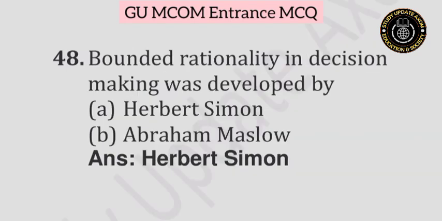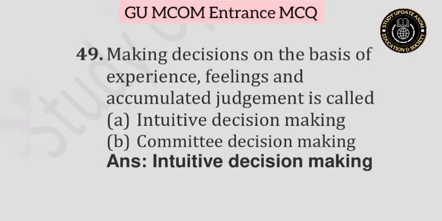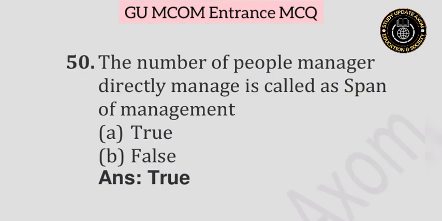Question number 48. Bounded rationality in decision making was developed by. Option A. Herbert Simon. Option B. Abraham Maslow. Answer is Herbert Simon. Question number 49. Making decisions on the basis of experience, feelings and accumulated judgment is called. Option A. Intuitive decision making. Option B. Committee decision making. Answer is intuitive decision making. Number 50. The number of people manager directly manage is called as span of management. Option A. True. Option B. False. Answer is true.